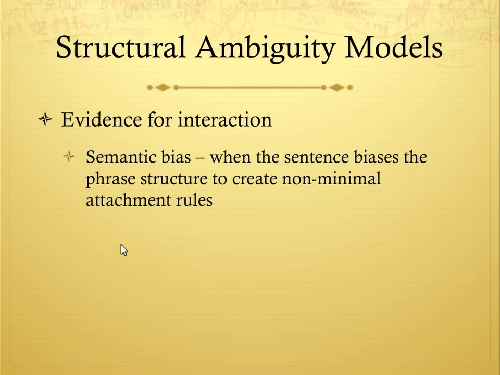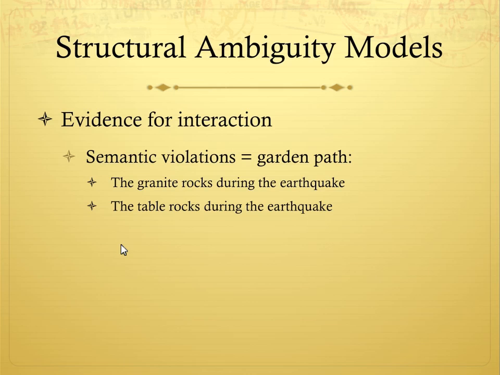Okay. So there is a semantic bias. The words in the sentence are going to bias phrase structure to create non-minimal attachment. The autonomous model argues you're going to do minimal attachment all the time, but we can actually bias you away from minimal attachment because of some semantic theme that's being presented. And so anytime we have a semantic violation, it creates this garden path. So, the granite rocks during the earthquake. Granite is rock, but doesn't rock like shake. But if you said the table rocks during the earthquake, that's a legal sentence. So the granite rocks is sort of a semantic bias towards those being nouns, but then it isn't a noun. It's meant to be a verb, and so it creates this sort of garden path sentence because of that semantic violation.